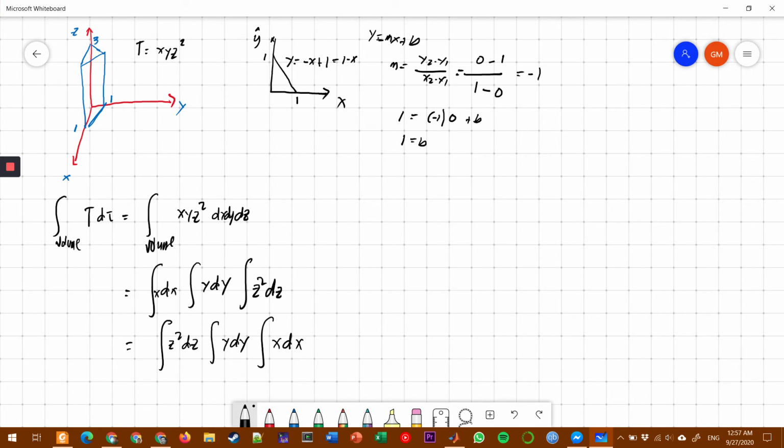So the limit now here is from 0 up to this one, but in terms of x. So I will convert it. So y equals 1 minus x. Transposing, x is therefore 1 minus y. So this is from 0 to 1 minus y, right?